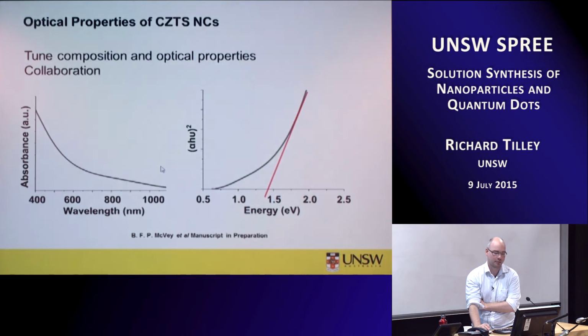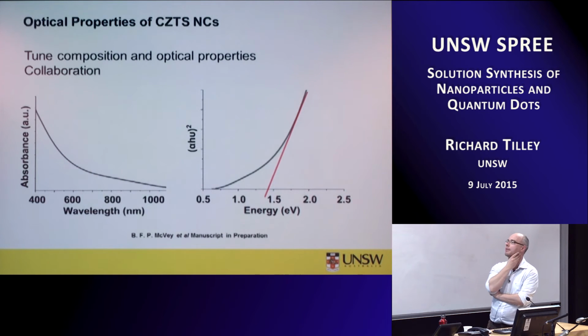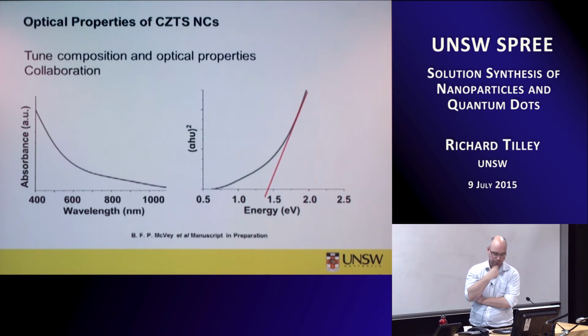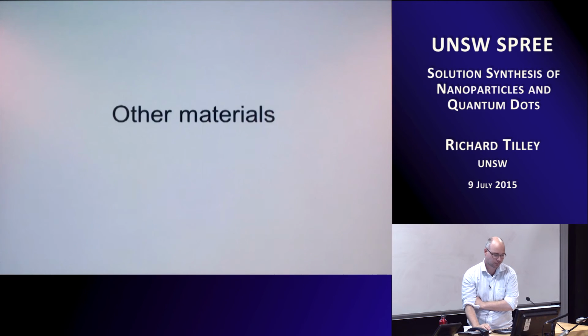Okay, so we've done some preliminary optical characterization. The band gap for these is about 1.45 eV. But as I said, what we're really going to be trying to do next is putting in some different elements and seeing if we can get some variety there as well. Okay, so I think that's the stuff I was going to say on the quantum dots.